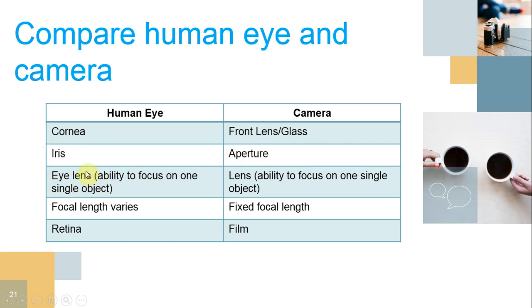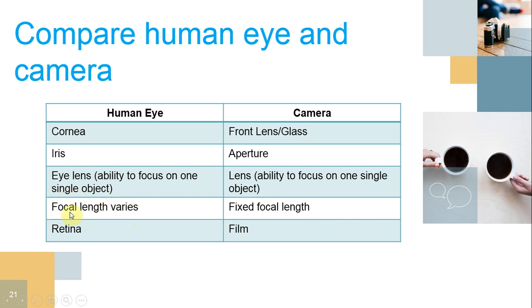Here the eye lens is just like a convex lens. In a camera we use a convex lens, which is used to focus the distant object onto the screen or film. In the eye, the convex lens is used to adjust the focal length using ciliary muscles. But in a camera we could not change the focal length, because we use a fixed convex lens. But in the human eye we can change the focal length using ciliary muscles.